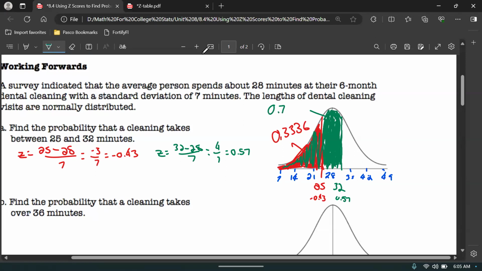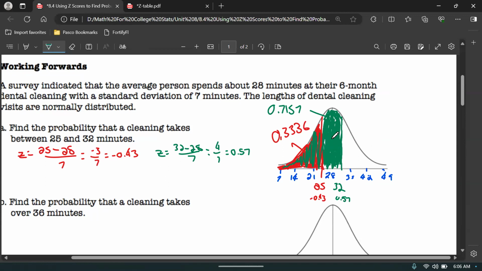0.7, what was it? I already forgot. 7157. So how are we going to find the area? Because remember, all we want is the area in between. We don't want the red area. We don't want the green area. We only want the area between 25 and 32. So how are we going to figure this out?